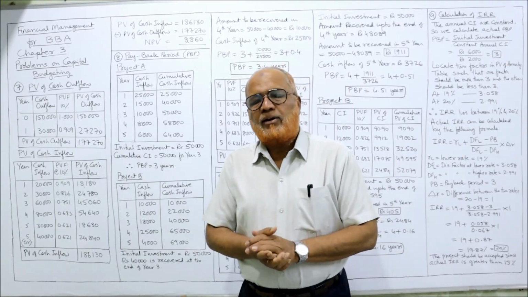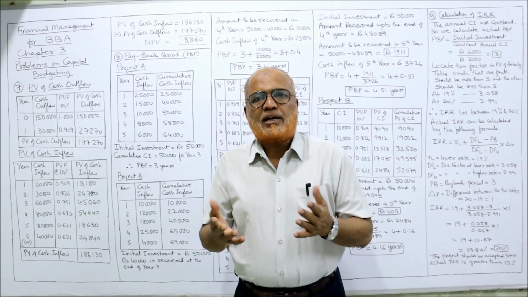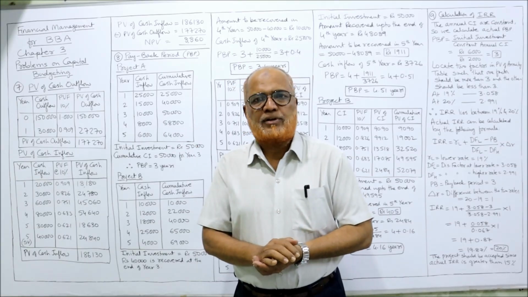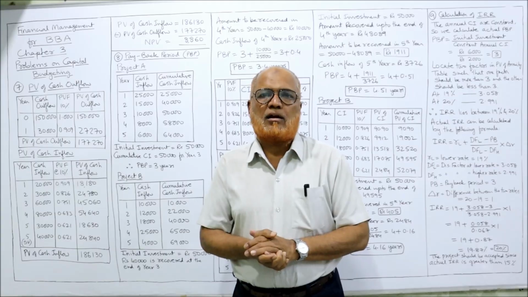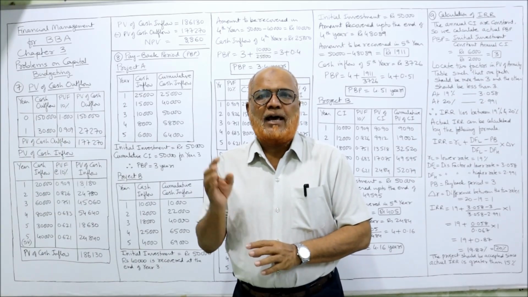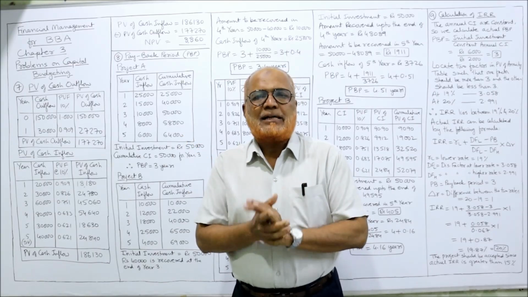So all the techniques are divided into 2 categories, that is traditional technique and modern technique. Traditional techniques, which are undiscounted techniques, are the payback period method and average rate of return or accounting rate of return, ARR. The modern methods are the discounted methods: NPV, PI and IRR. These are the different techniques.